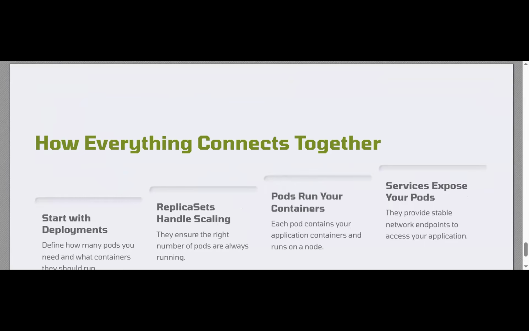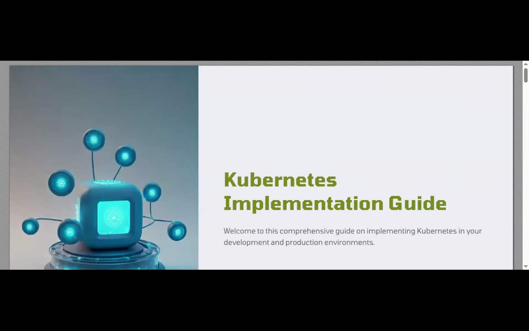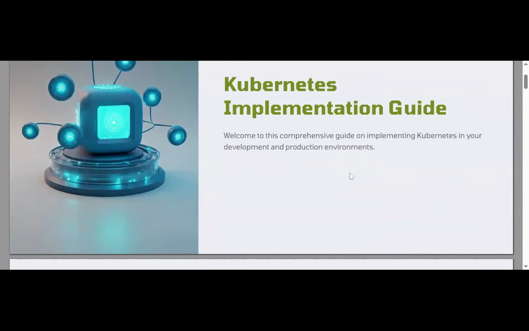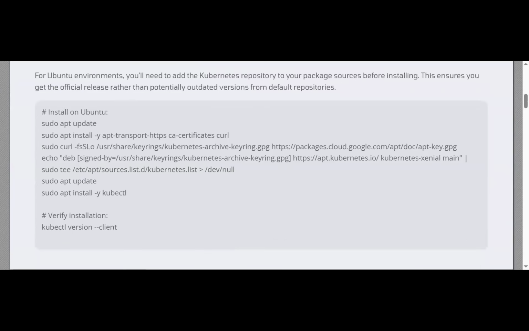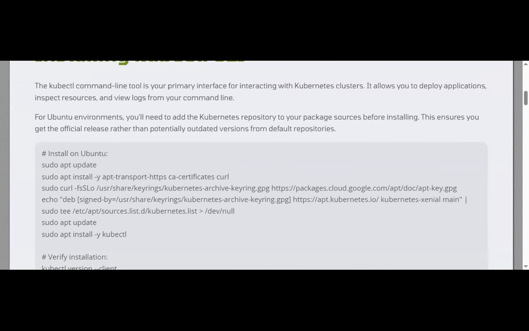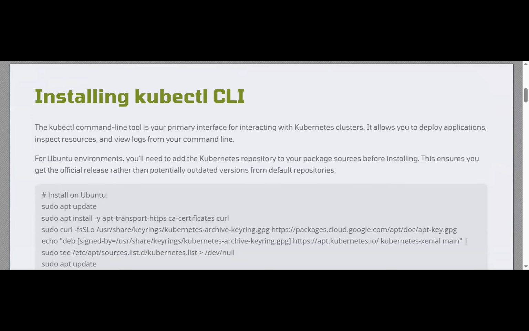Fine. So we'll now see the commands. What are the commands we have in Kubernetes? First one, the kubectl CLI. The kubectl command line tool is the primary interface for interacting with your Kubernetes clusters. It allows you to deploy applications, inspect resources, and view logs from your command line, so we can access everything from the command line.